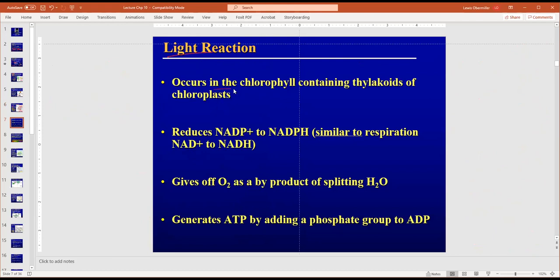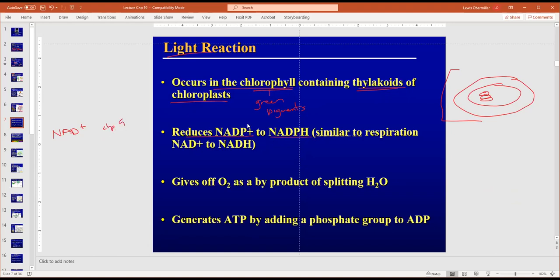The light reaction occurs in the thylakoids that have chlorophyll. Remember, this is that green pigment that makes plants green. Remember, the thylakoids are in the inside of the stroma. Those are those little round discs, and they're inside chloroplasts. That's what this whole thing is, a chloroplast. It reduces NADP plus. Remember we showed NAD plus in chapter 9. Same deal to NADPH, only difference is it has this phosphate in plants.